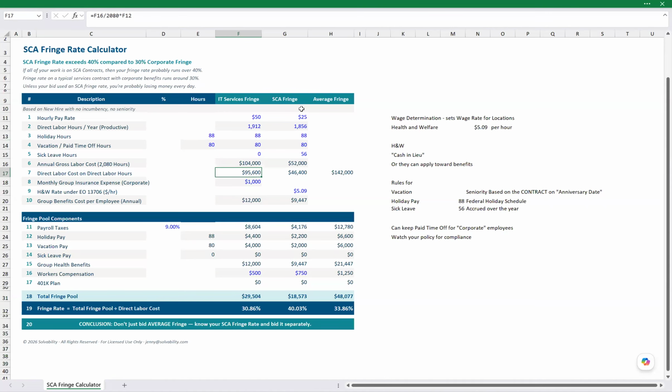The amount of money that's considered direct labor cost is the $50 an hour times the productive hours per year. So it's 50 times 1,912 is 95,600. Let's pretend that monthly I pay them group insurance. So $1,000 a month, it's going to end up being $12,000 a year.